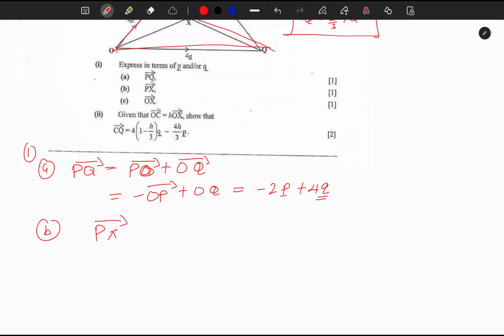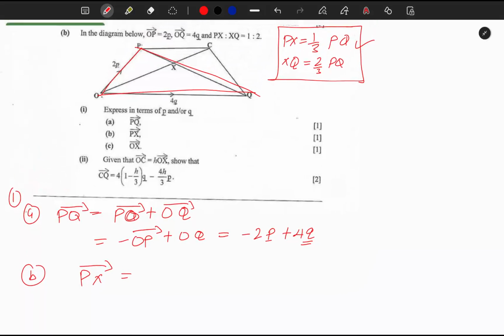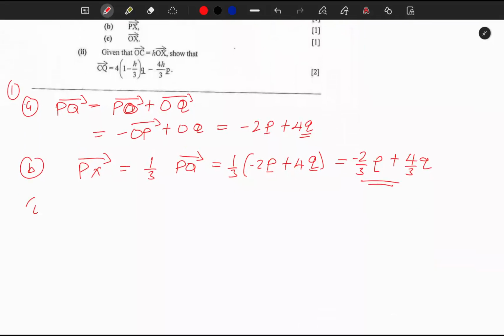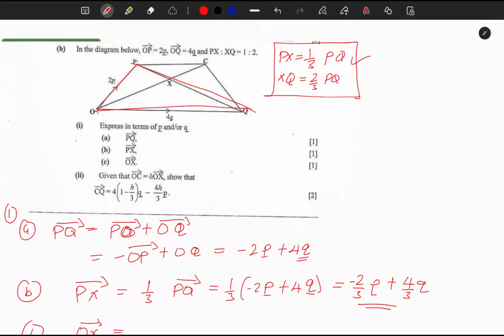B is PX. Look at the ratio here. PX is 1 over 3 of PQ. So 1 over 3 of negative 2P plus 4Q. You get negative 2 over 3 P, and here you get 4 over 3 Q. You keep that, very important. Then you see we are finding OX. Let's go to OX.